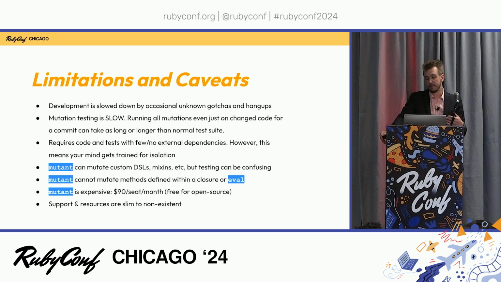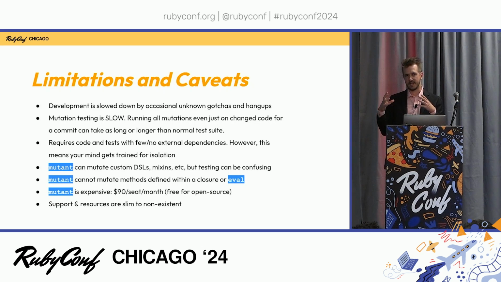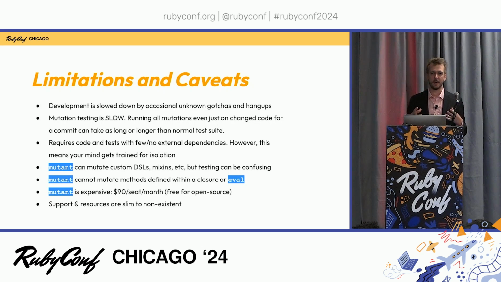The mutant gem can mutate custom DSLs and mixins, but testing those can be confusing. It cannot mutate methods defined within a closure or an eval. Because you're dynamically defining those methods, the parser gem will not parse them out as part of the abstract syntax tree. It won't be able to know what's exactly in those methods because they're dynamically defined. And thus, even though you have a test case for them, it won't be able to find them in the code and change them up.